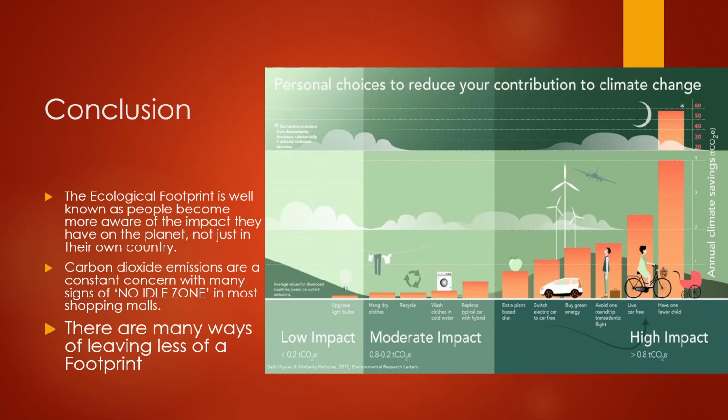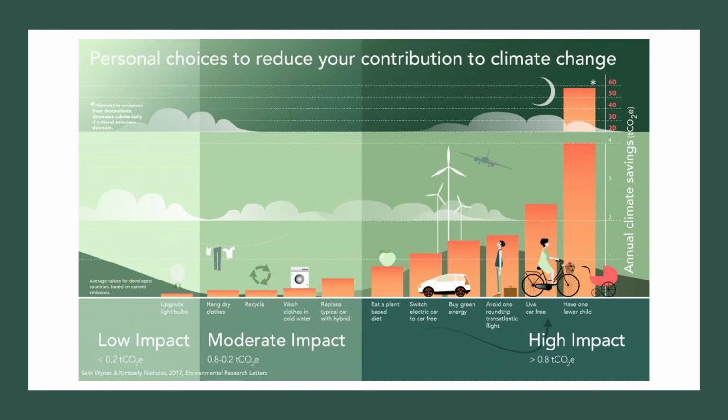There are many ways of leaving less of a footprint, and this chart shows some of them. Recycling, hanging dry clothes instead of using a dryer, replacing a typical car with a hybrid, and you can even get into more extreme ones like switching to an electric car or just going car-free in general. Eat a plant-based diet, avoid one round-trip transatlantic flight. Those types of things have much higher impacts on the individual way to improve our environment.